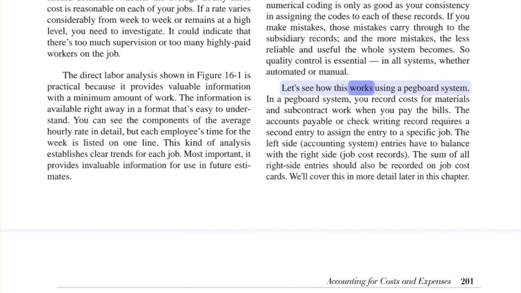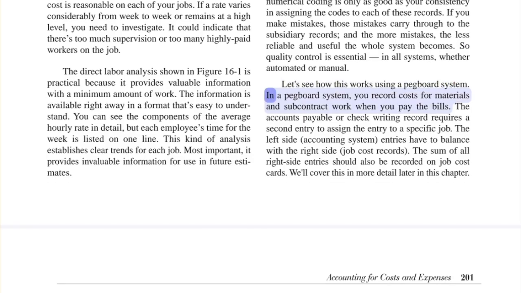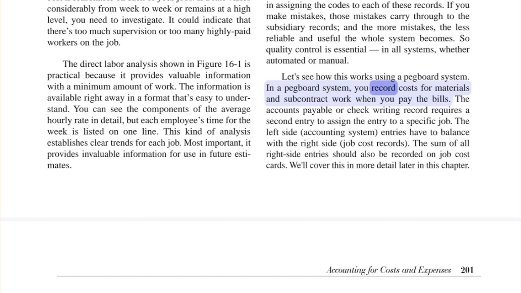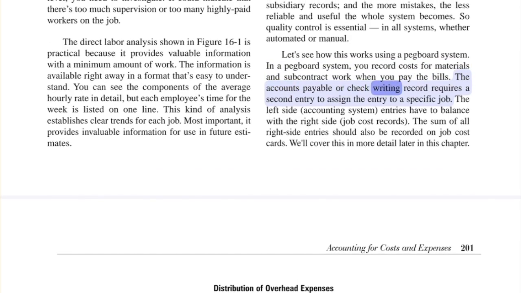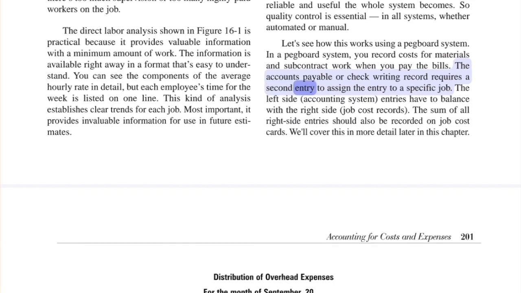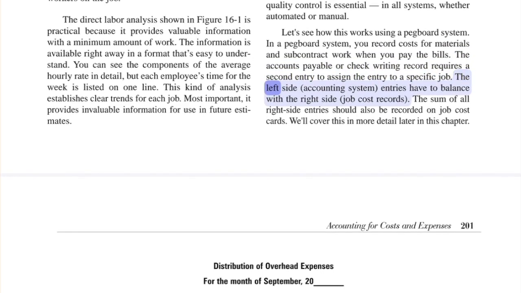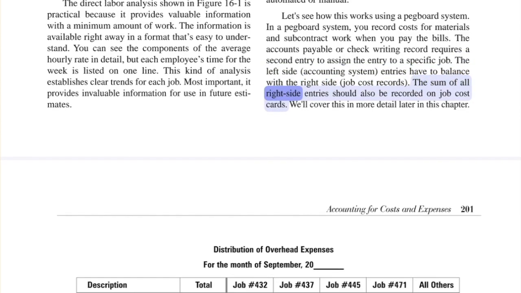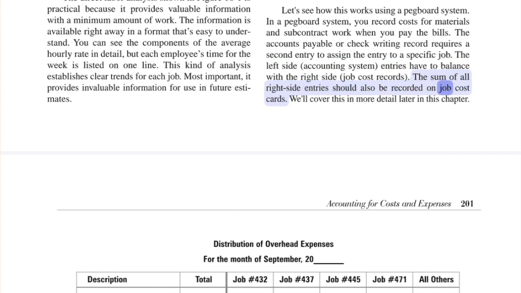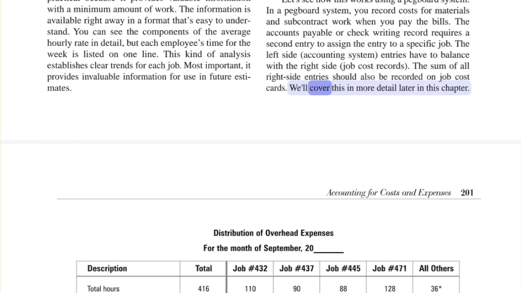Let's see how this works using a pegboard system. In a pegboard system, you record costs for materials and subcontract work when you pay the bills. The accounts payable or check writing record requires a second entry to assign the entry to a specific job. The left side entries have to balance with the right side. The sum of all right side entries should also be recorded on job cost cards. We'll cover this in more detail later in this chapter.